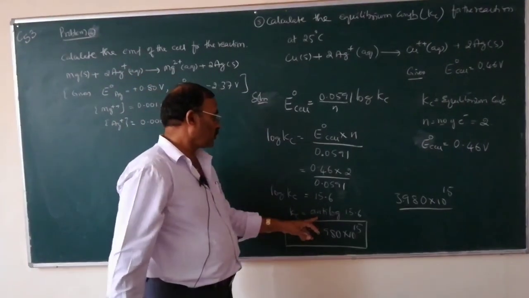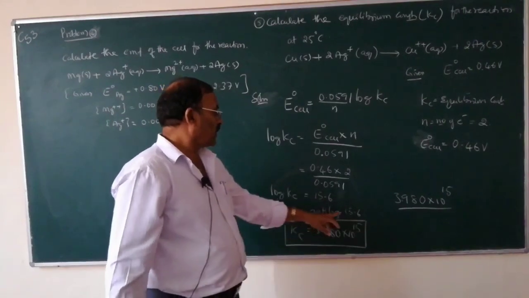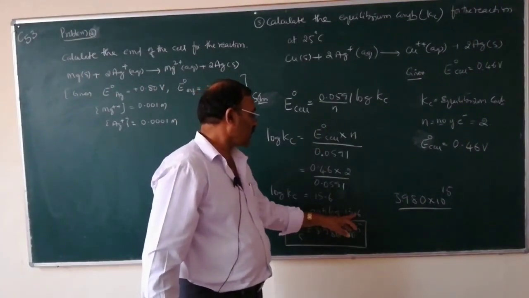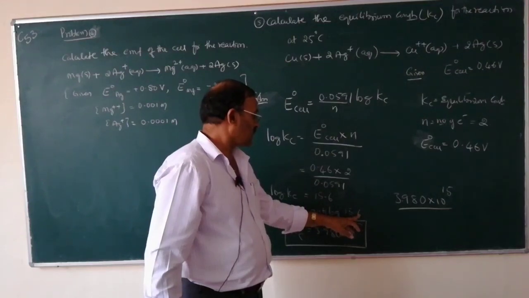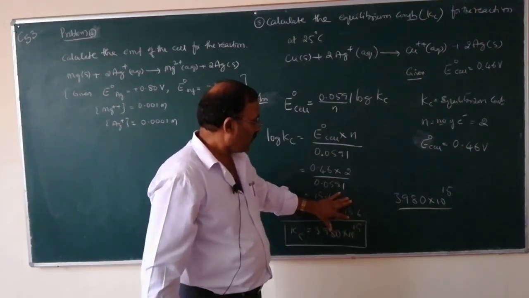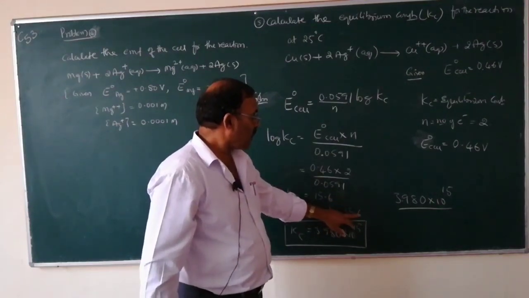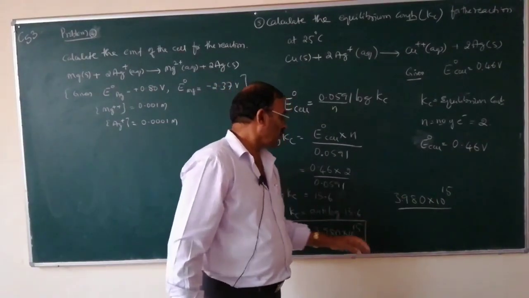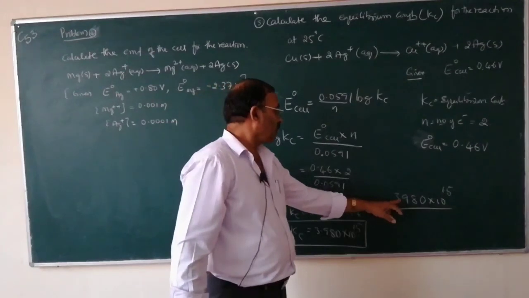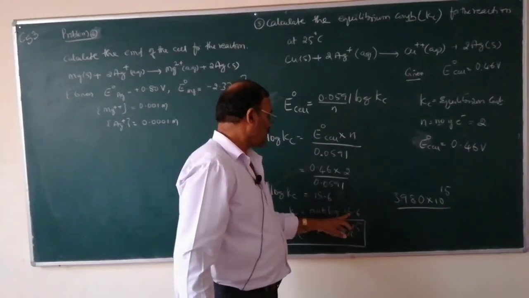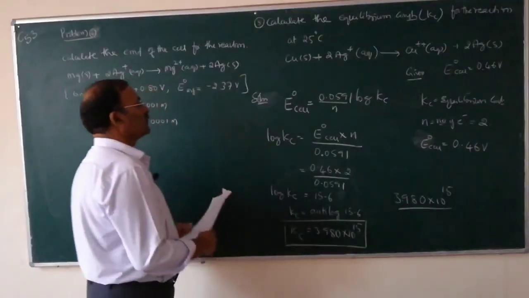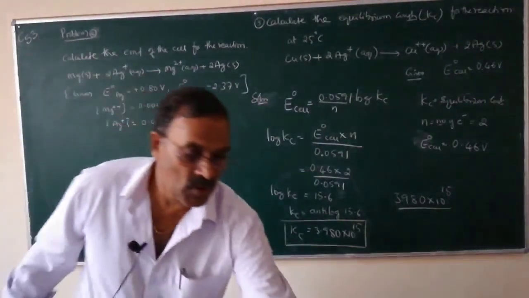So how to look anti-logarithm? Anti-logarithm of 15.6, 0.60. Forget about 15. For 0.60 this value comes, 3980. So put point after 1 digit and this characteristic becomes 10 to the power of 15. So this is the value of equilibrium constant.